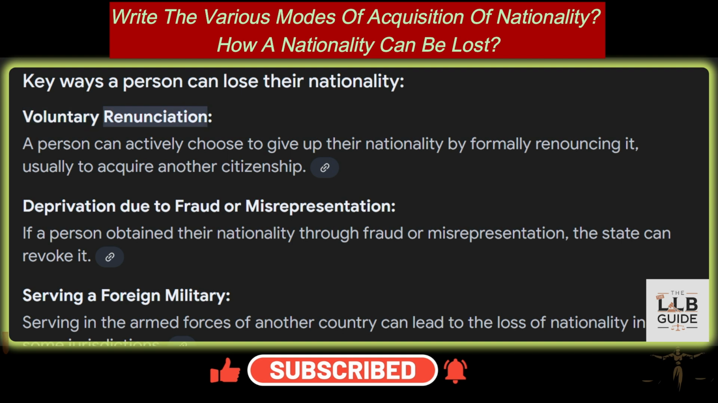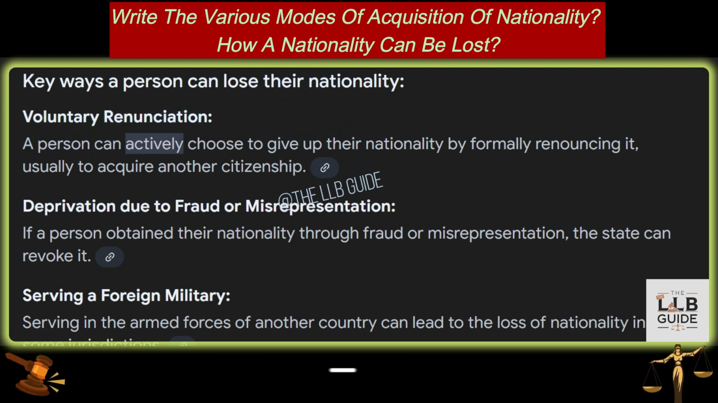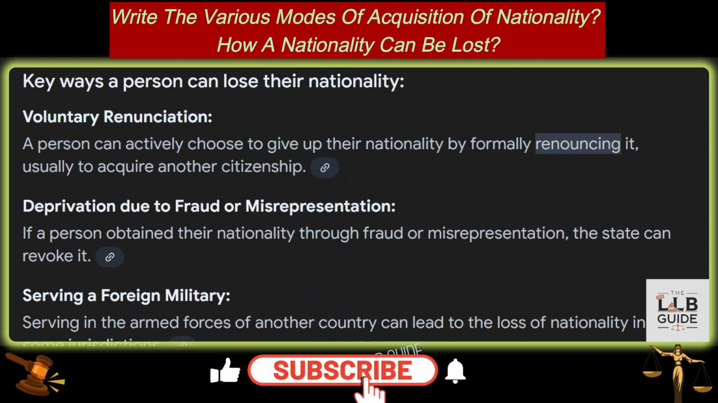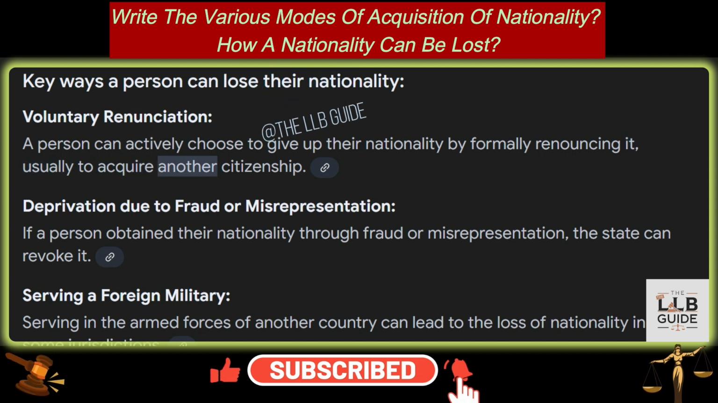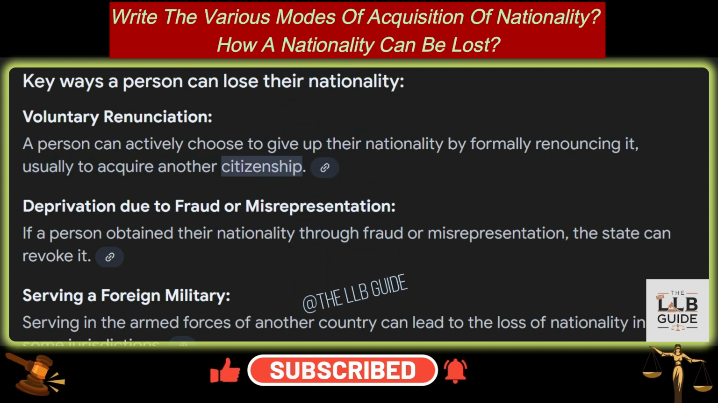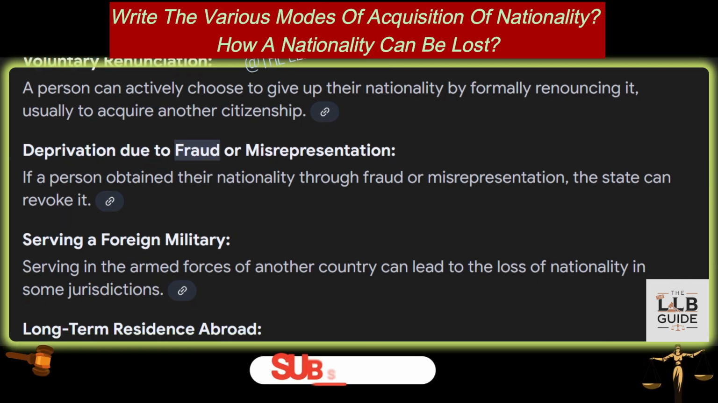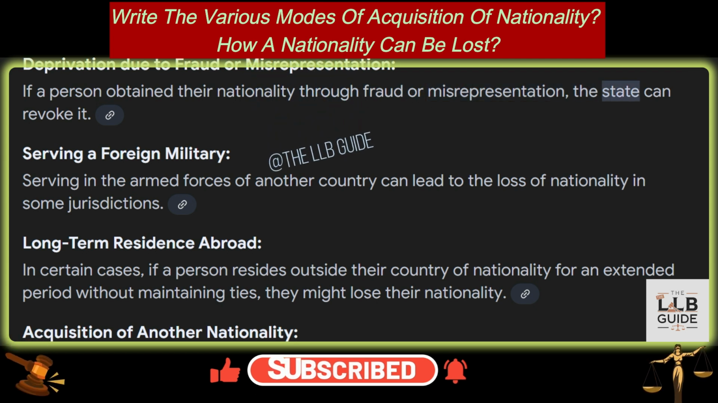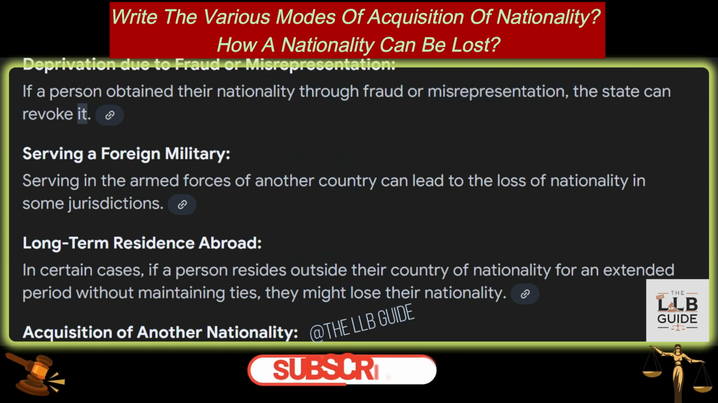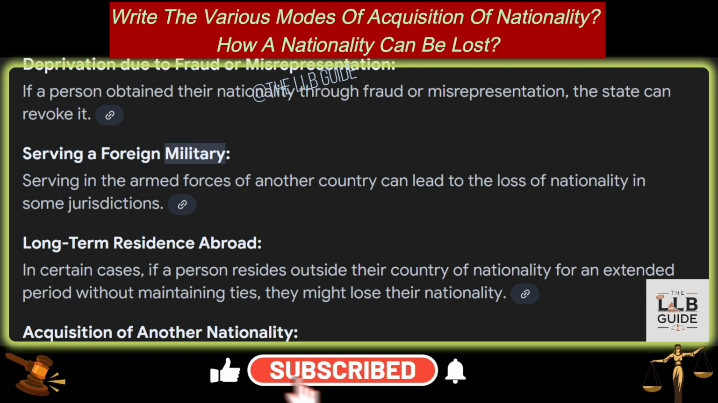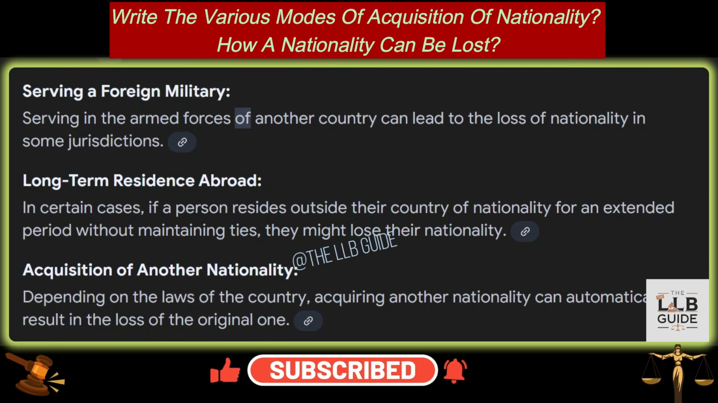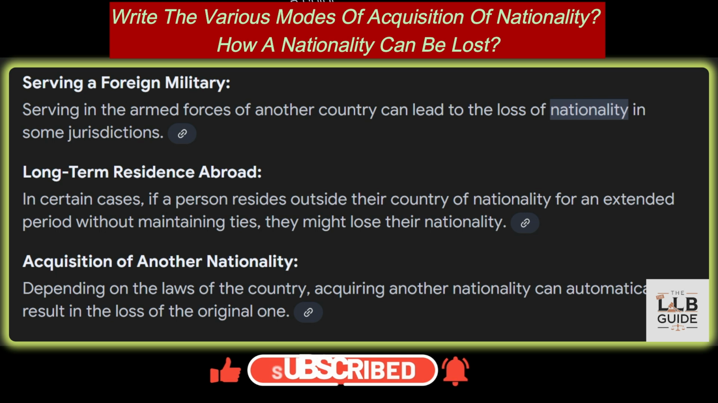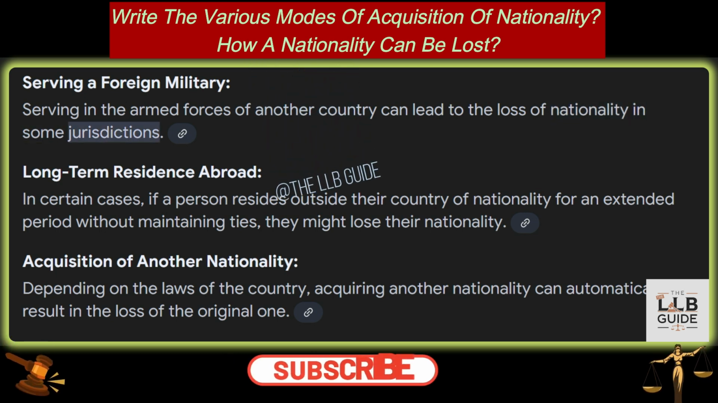1. Voluntary renunciation. A person can actively choose to give up their nationality by formally renouncing it, usually to acquire another citizenship. 2. Deprivation due to fraud or misrepresentation. If a person obtained their nationality through fraud or misrepresentation, the state can revoke it. 3. Serving a foreign military. Serving in the armed forces of another country can lead to the loss of nationality in some jurisdictions.